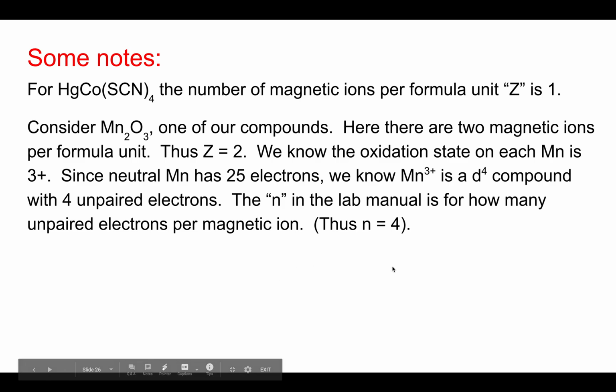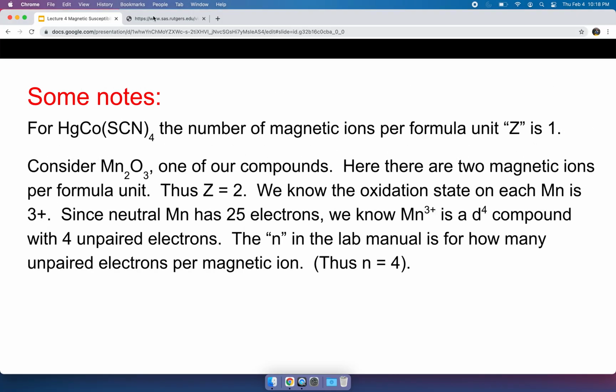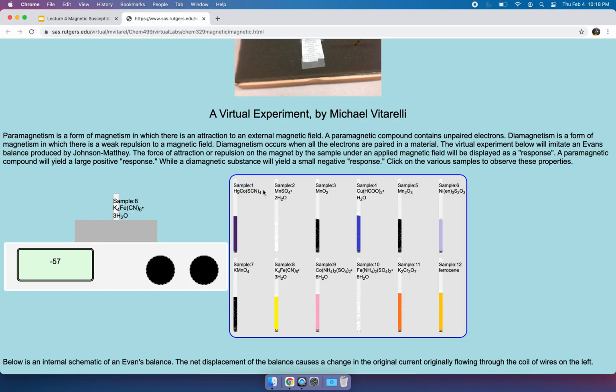So if we had Mn2O3 and we put it into our experiment, we would get a large positive response. So that you believe me, well, I think I have Mn2O3. There it is. So with Mn2O3, we have a very large positive response, because there's 4 unpaired electrons per atom.